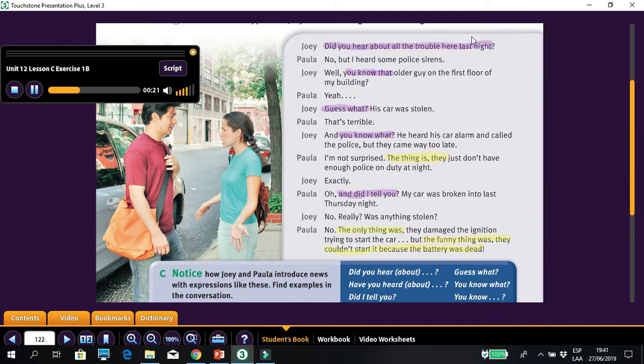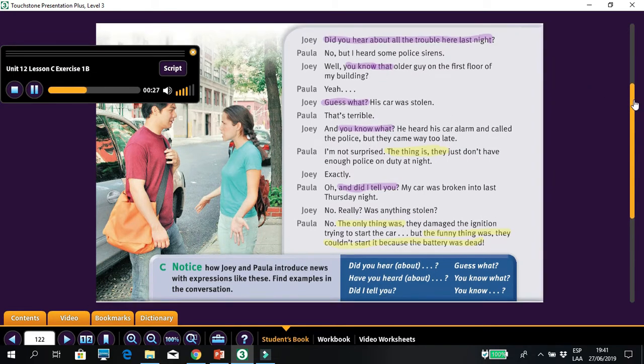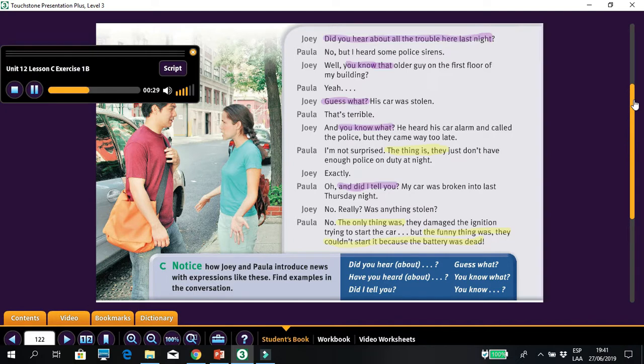Did you hear about all the trouble here last night? No, but I heard some police sirens. Well, you know that older guy on the first floor of my building? Yeah. Guess what? His car was stolen. That's terrible. And you know what? He heard his car alarm and called the police, but they came way too late. I'm not surprised. The thing is, they just don't have enough police on duty at night.